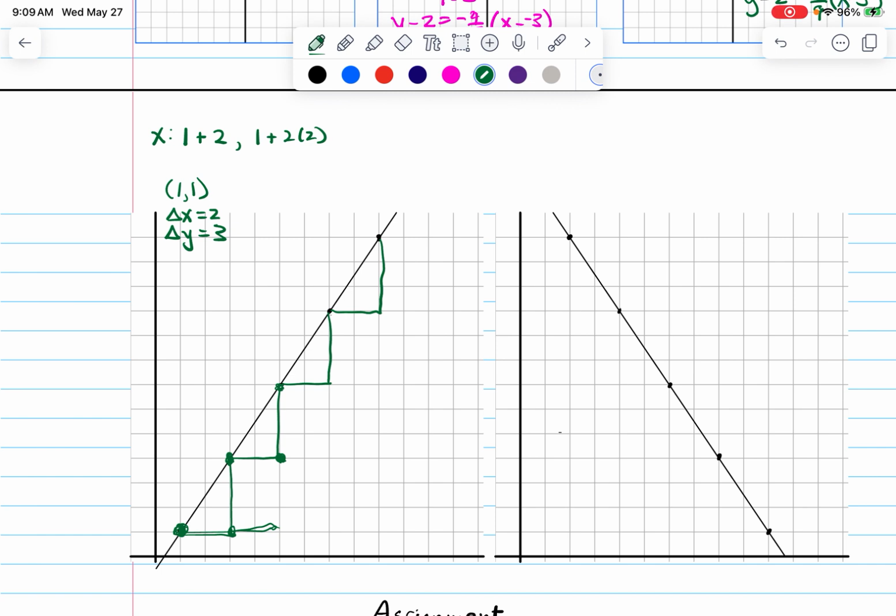Then how do I get to this next point? Well, I have to go 2 more to the right. So that's 1 plus 3 times 2. See? So here's 1 times 2, 2 times 2, 3 times 2, and then 4 times 2, 5 times 2, and so forth.